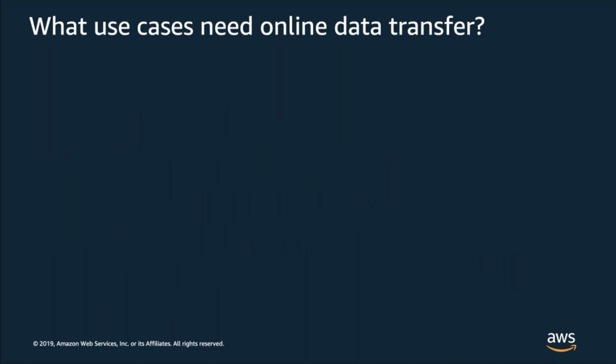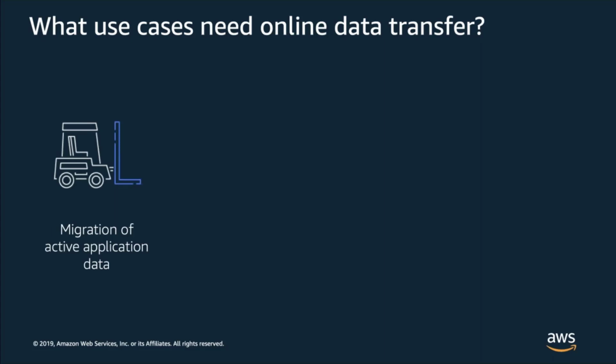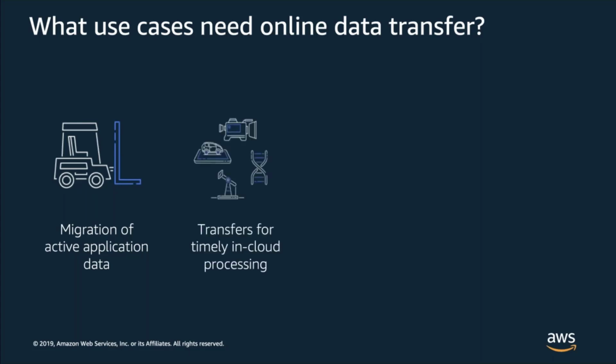Now, there are a number of use cases that we found that need online data transfer. One such use case is for the migration of application data. Customers have applications that utilize file data, and when they want to migrate those applications to the cloud, they also need to move the application file data as well. A second use case involves getting data into the cloud for processing, whether it's customers running media rendering workflows in the cloud, or analysis of autonomous vehicle data, or processing of seismic data, or analyzing genome sequences. Customers are using the cloud to expand their ability to process and analyze large amounts of data.